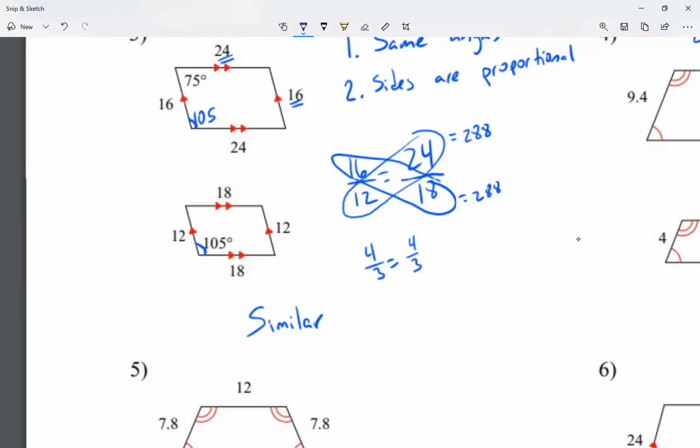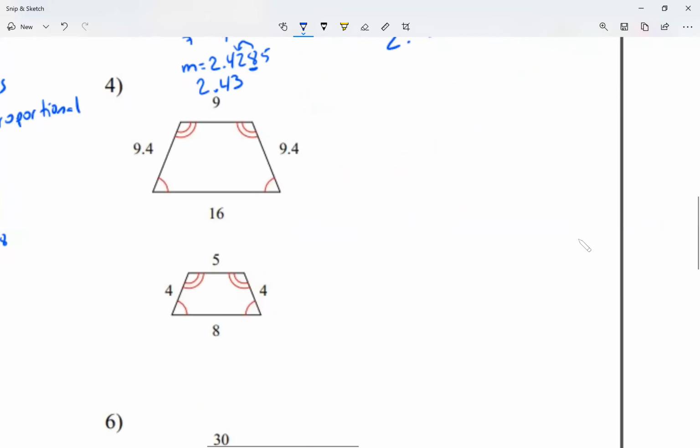Remember, the two angles have to be the same. That means all the angles have to be the same, and the sides have to be proportional. Let's take a look at question number 4.